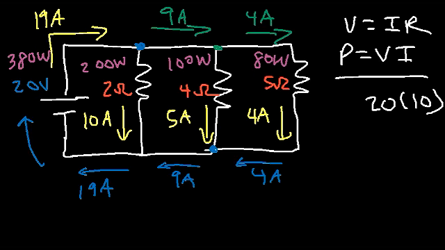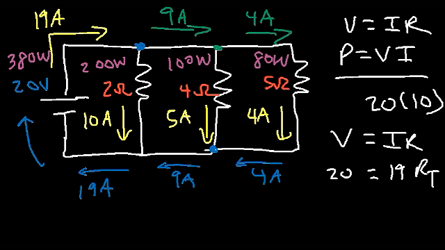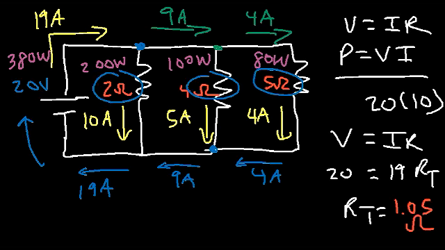Now what about the equivalent resistance? Let's find it using both techniques as we did in the last example. So using Ohm's law, the voltage of the battery is 20, the total current is 19, so the total resistance is 20 divided by 19, which is 1.05. And it makes sense. The total resistance is going to be less than any of the 3 resistors. So it has to be less than a 2 ohm resistor if we have a parallel circuit.